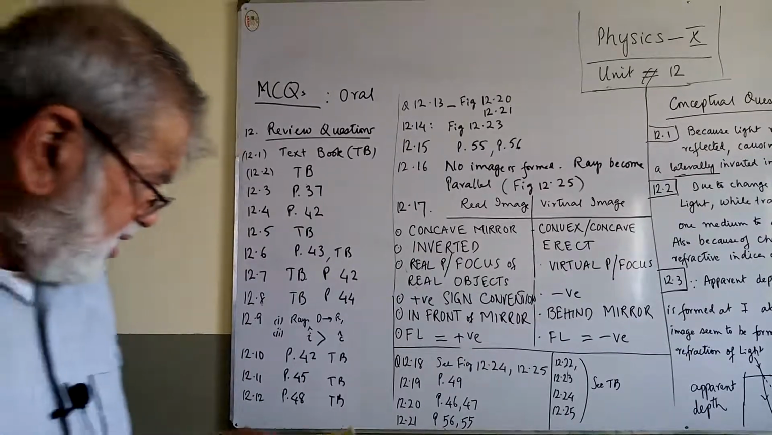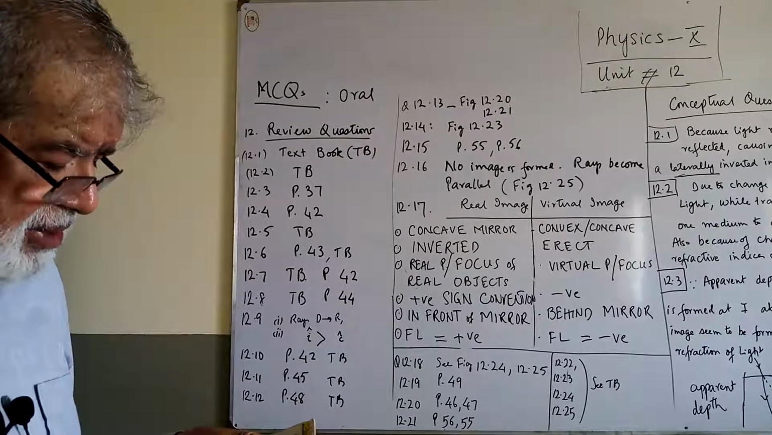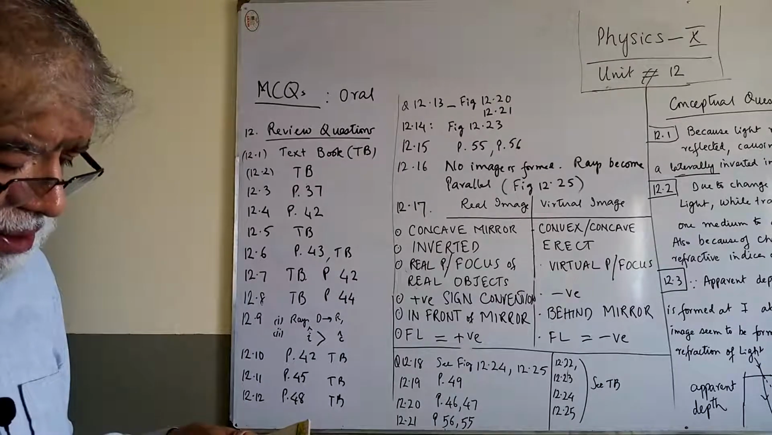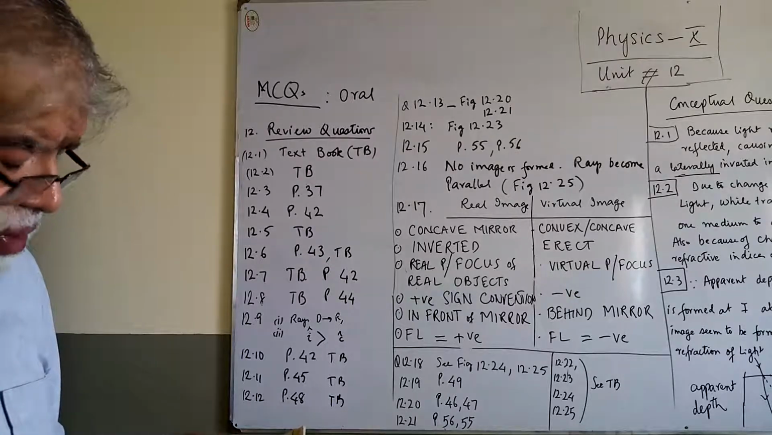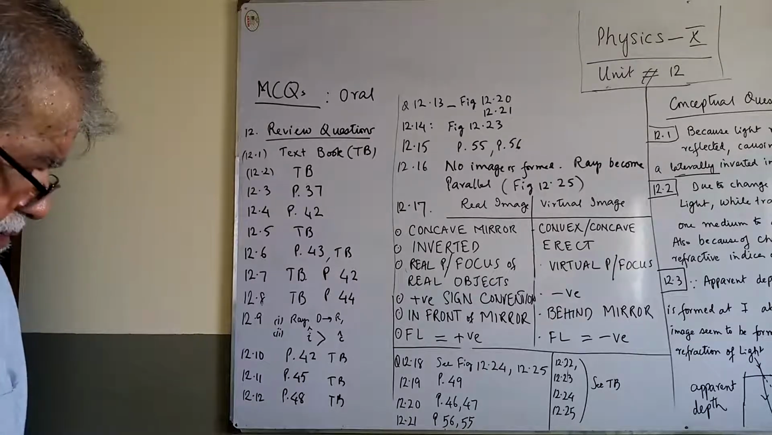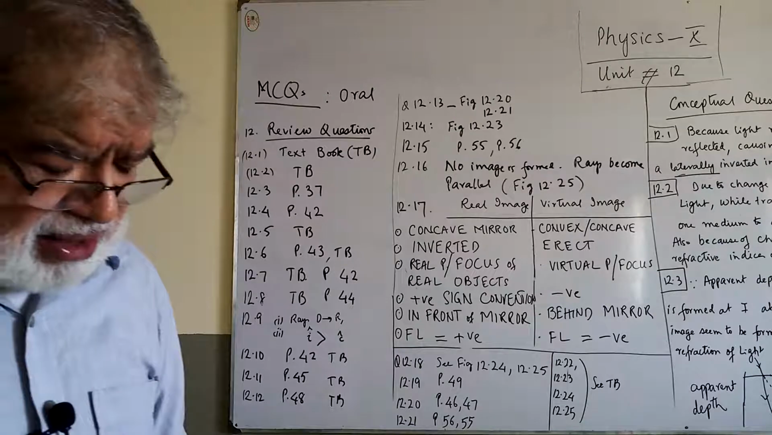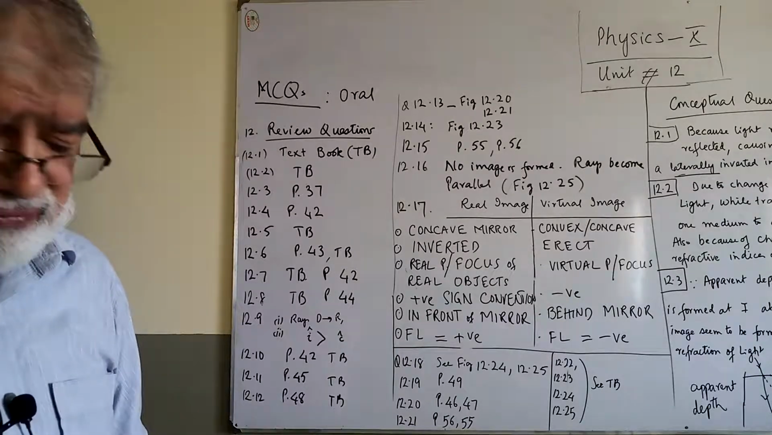Question 12.19. Define power of a lens and its units. Please see page 49. Describe the passage of light through a glass prism and measure the angle of deviation. Please see pages 46 and 47. 12.21 says define the terms resolving power, magnifying power. For this you have to see pages 55 and 56.